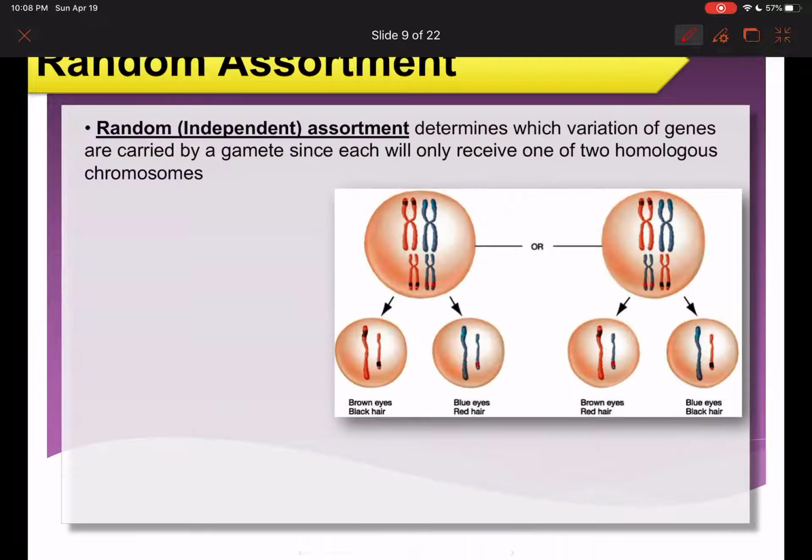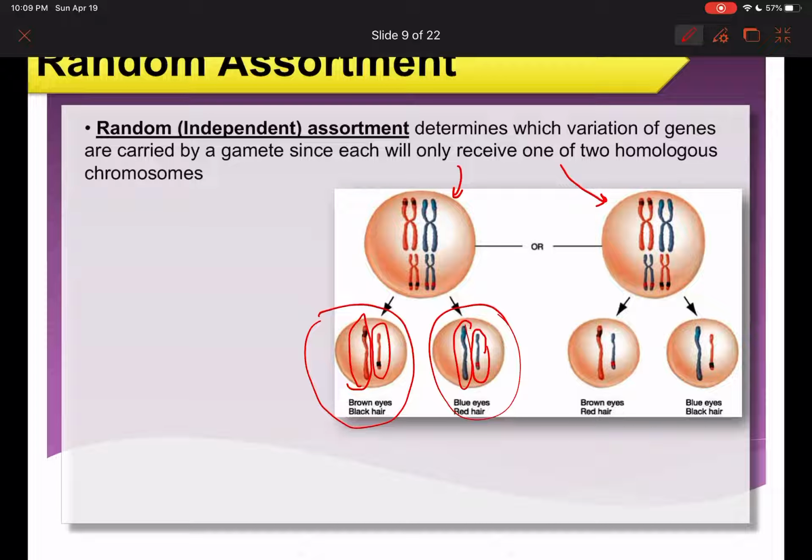So independent assortment will determine which sex cell will inherit which alleles or traits from the parent cell. And this is reiterating that process here, where, let's say, the big red chromosome is for brown eyes and the little red chromosome is for black hair. The big blue chromosome is for blue eyes and the little blue chromosome is for red hair. So this sex cell will become a brown eyes, black hair offspring. This sex cell here will become a blue eyes, red hair offspring.